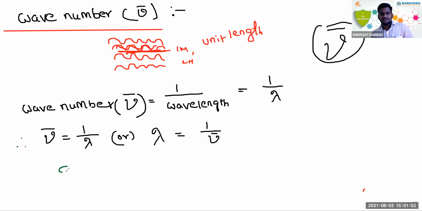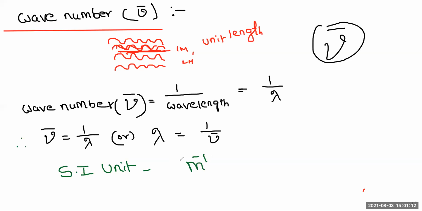What is the SI unit for wave number? Meter inverse. The SI unit of wave number is meter inverse.